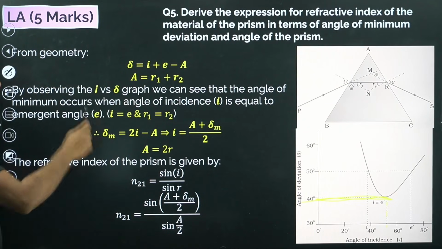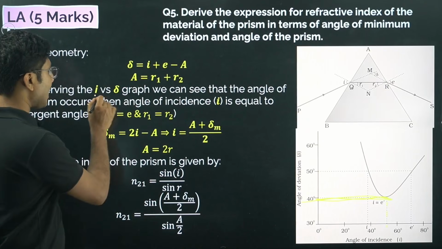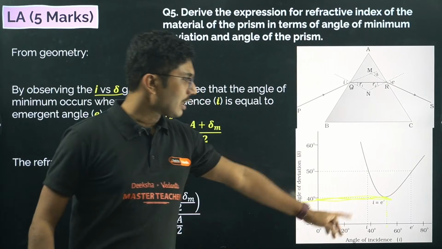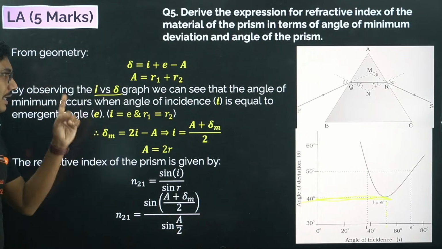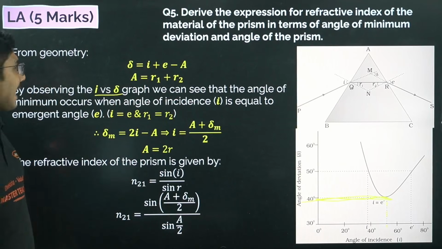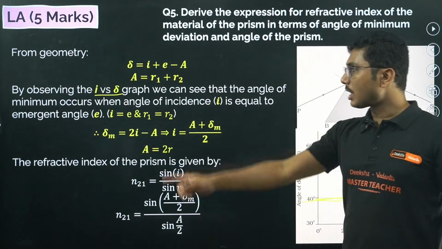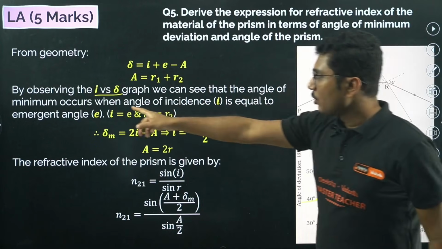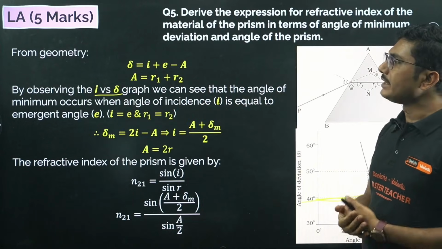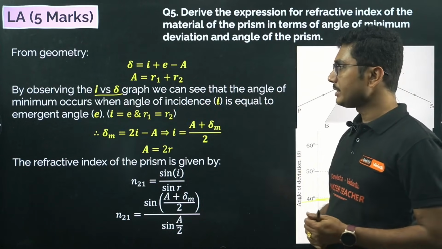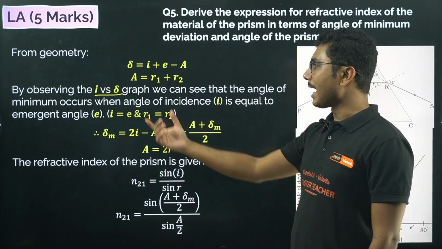Now by observing the I versus delta graph, this one, we can see that the angle of minimum deviation occurs when the angle of incidence I is equal to the angle of emergence E. Okay, that is I equals to E.